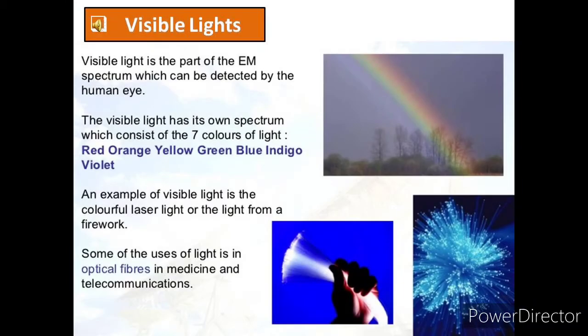The visible light has its own spectrum, which consists of the seven colors of light: red, orange, yellow, green, blue, indigo, violet. An example of visible light is a colorful laser light or the light from fireworks. Some of the uses of light are optical fibers in medicine and telecommunication.